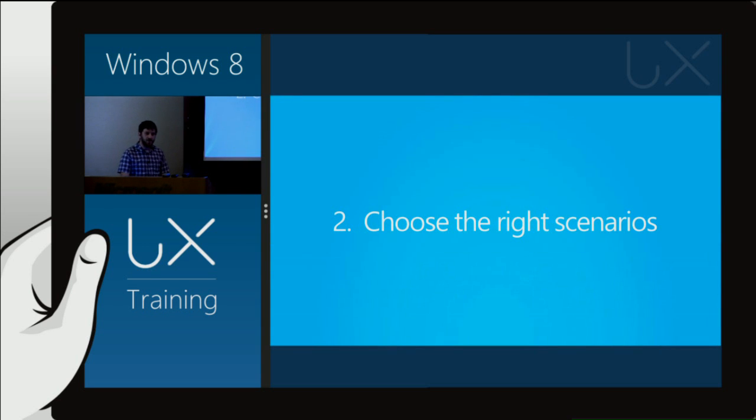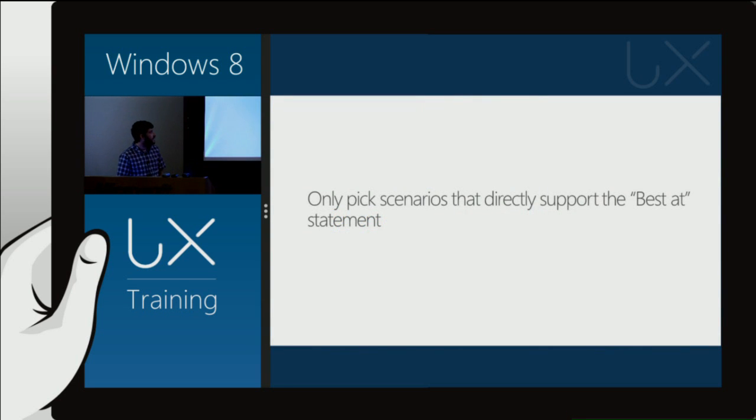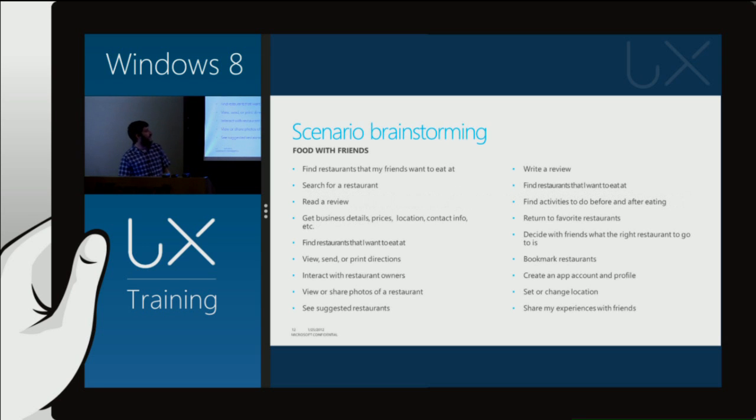So the next thing is to choose the right scenarios, what you actually want to focus on. The key here, and this is just the start of how everything after this relates back to the best-at statement: only pick scenarios that support the best-at statement. So it always starts with brainstorming. It always starts with, okay, here are all the things that this app could potentially do. And there's no limit to the amount of things that any given app can potentially do. But Metro-style apps are about focus. Metro-style apps are about really honing in on the thing you're trying to be best at.